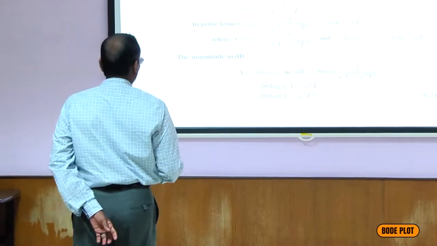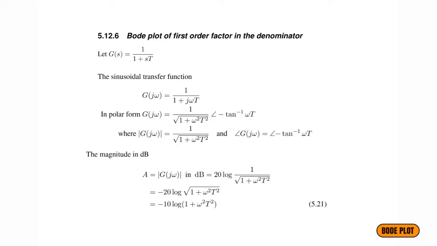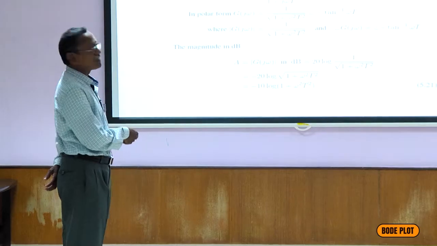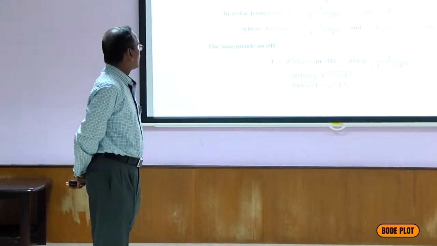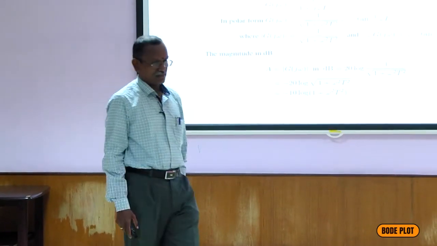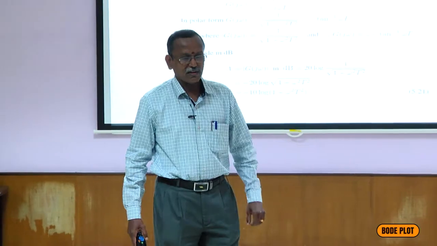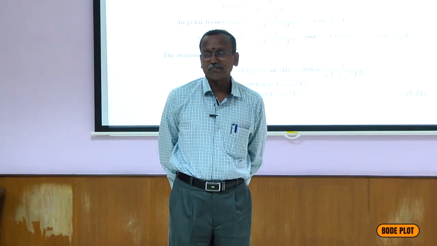Here, if omega tau is far larger than 1, then 1 can be neglected. Suppose omega tau equals 1000, we can neglect 1. Similarly, if omega tau is far smaller, in that case we can neglect omega tau and consider 1. These are two extreme cases. Now, when is it considerable? When omega equals 1 by tau.